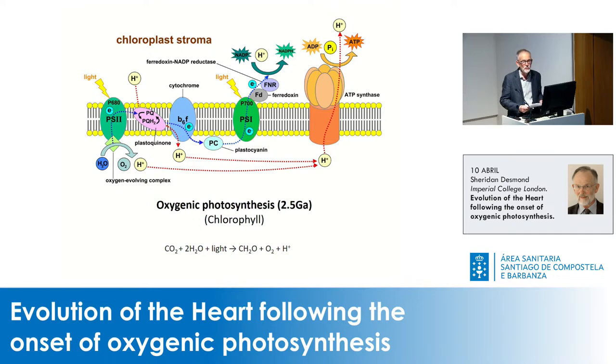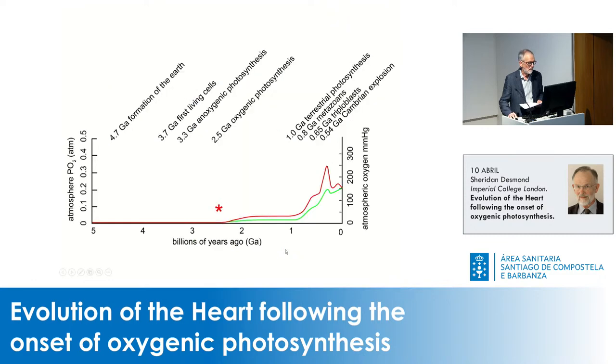It also led to a huge release of oxygen into the oceans and into the atmosphere. And it could be argued to be perhaps the most significant event in the history of the Earth in the evolution of life, because of the impact it had on the way life emerged thereafter. So we have carbon dioxide plus water plus light leading to a carbohydrate structure, oxygen and hydrogen ions.